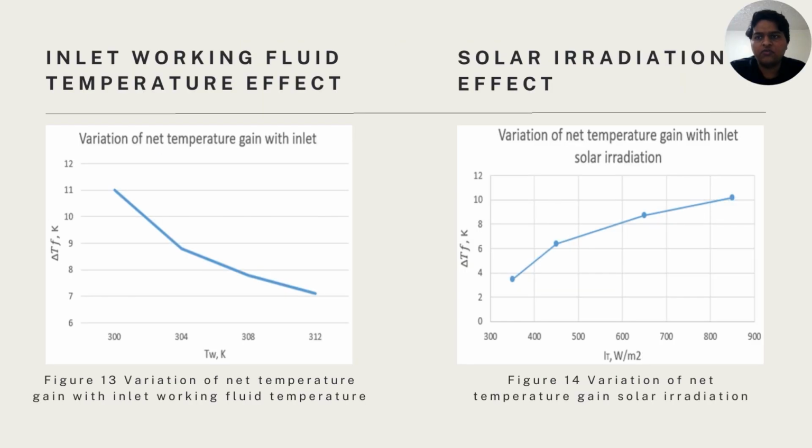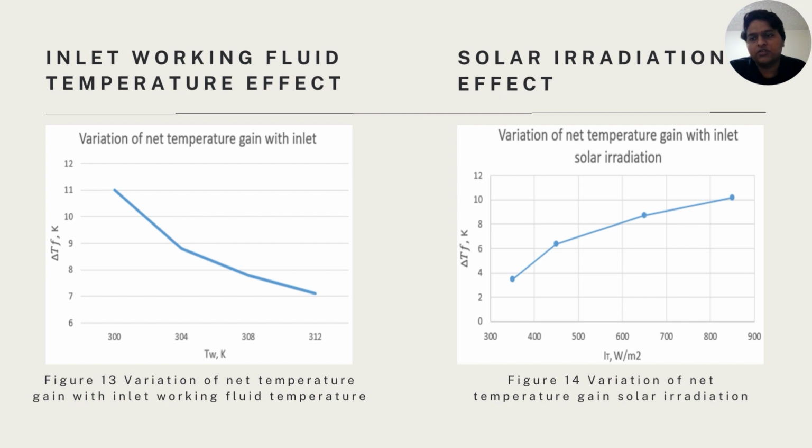Effect of inlet working fluid temperature. Figure 13 shows the net temperature gain achievable at different inlet water temperatures. It is observed that the net temperature gain decreases with an increase in the working fluid temperature. This phenomenon is very obvious. As the inlet temperature increases, the heat absorption capacity of the working fluid decreases. This may also be due to the decrease in overall heat transfer rate between the U-tube surface and the working fluid with the higher net temperature.